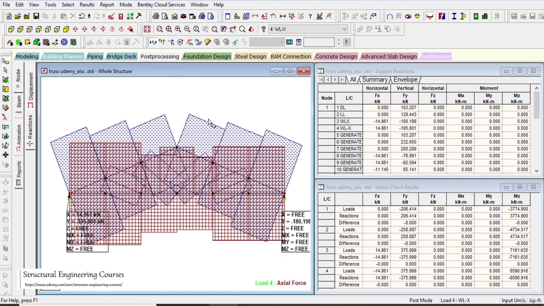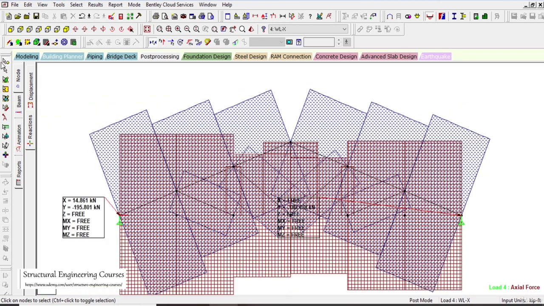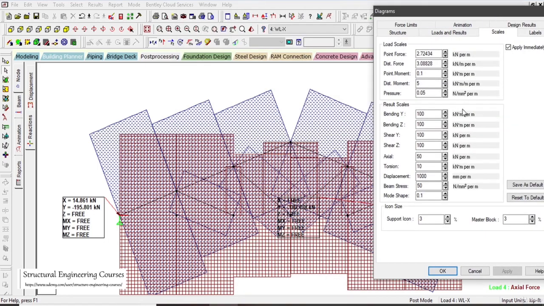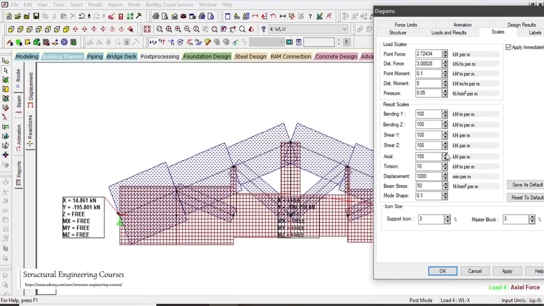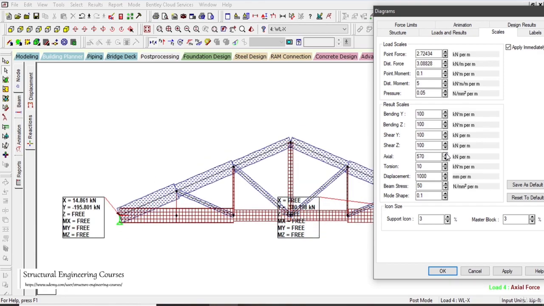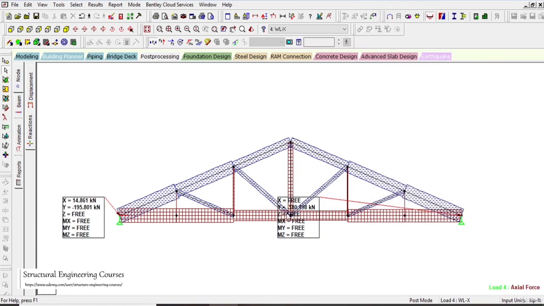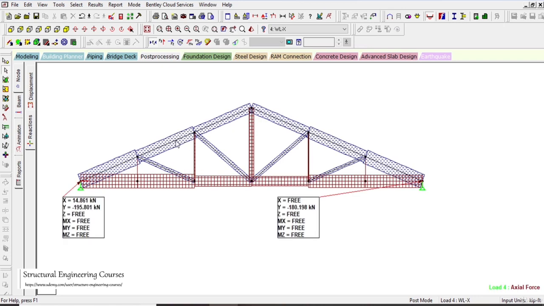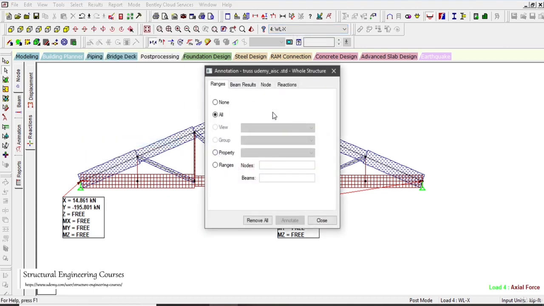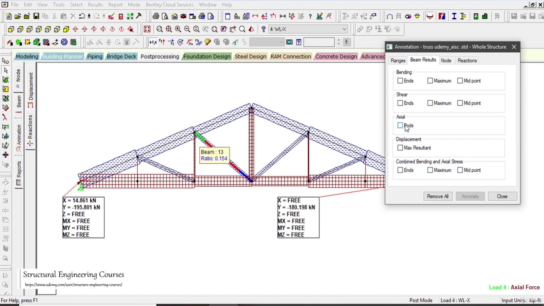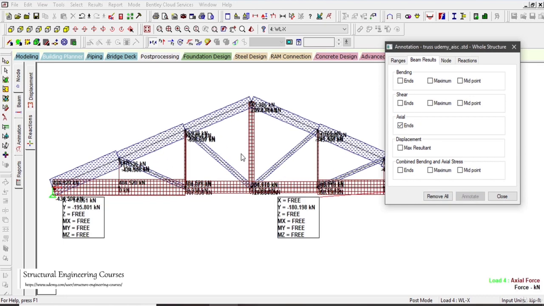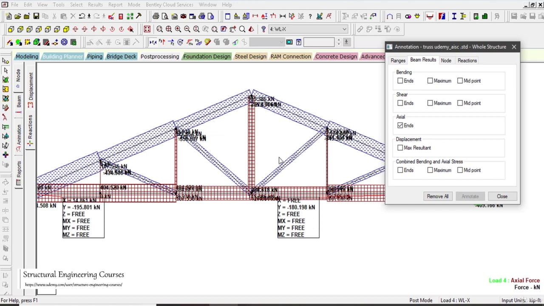So if we want to see the bending or tension compression values also, we can left click on this labels, scales, apply immediately. Here we can increase the capacity of this axial forces. And if we want to see the values also here, that is, we want to check what exactly are the values for the different types of forces for different types of load and load combinations. What we need to do is that we need to go to results, view value, and beam results. Here we need to select axial at ends, and we need to left click on annotate here. So now we can see all the axial values.